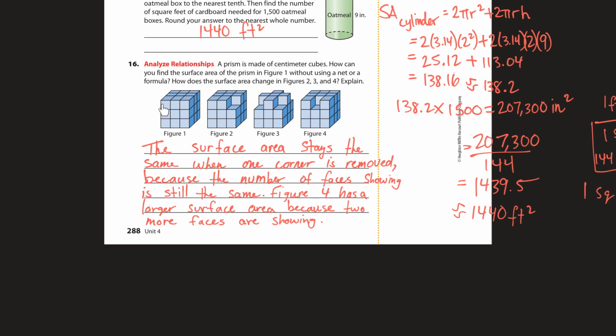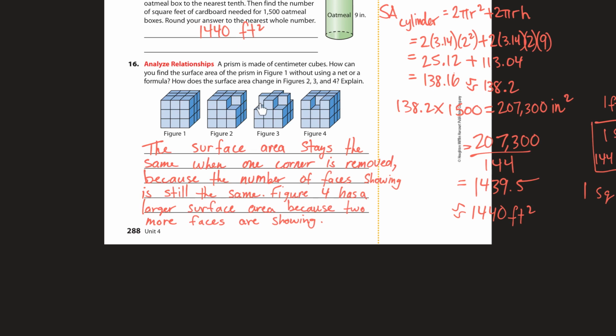Okay, so centimeter cubes. Each side of these is 1 centimeter long. So that means that the area of the front is 9 square centimeters. Now, what I said is the surface area stays the same when the corner is removed. When this corner is removed, it's the same surface area because the number of faces showing is still the same. See, this is showing 1, 2, 3 faces right here, and this is showing 1, 2, 3. So this is showing 3, and it's still showing 3. Now, the volume is different, but the surface area is still the same.